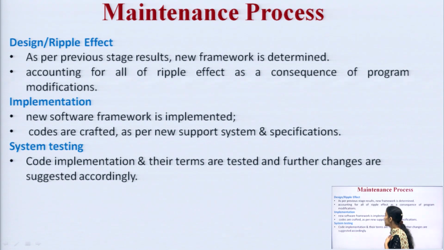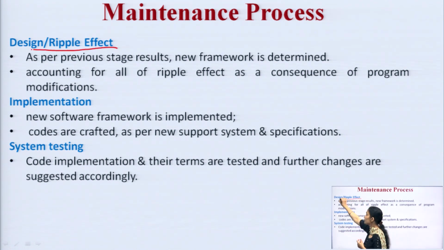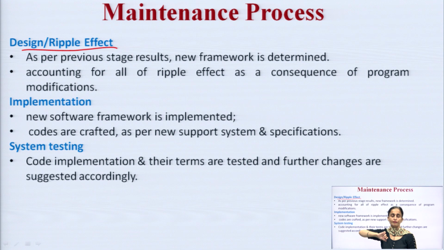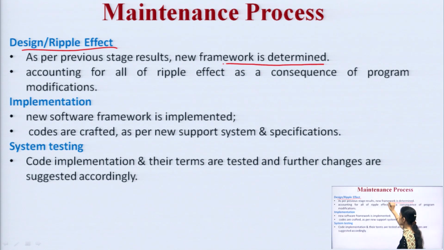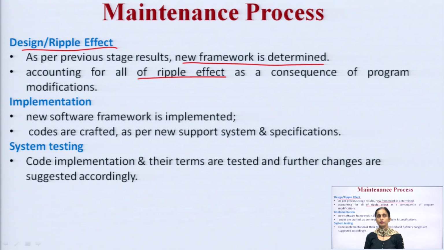Then the third phase is the design phase, to know the stability of my software when I am designing it, when I am redesigning it, that is to know the ripple effect. So, as per the previous stages' result, the new framework of the software is now determined. The next thing is I have to keep accounting for all the ripple effects, so that the consequences of program modifications can come. How stable will my program be as per the change specifications.